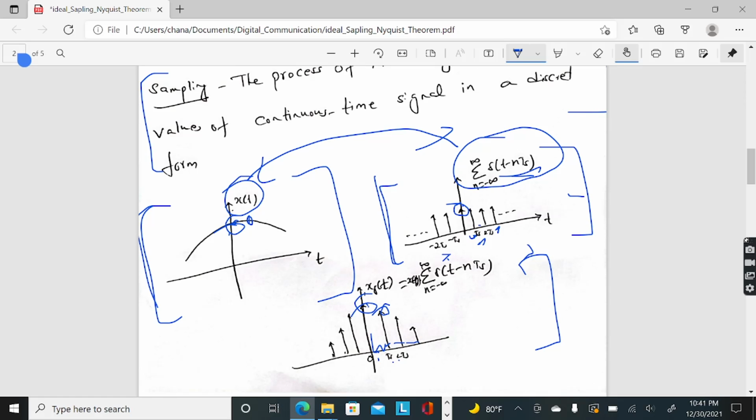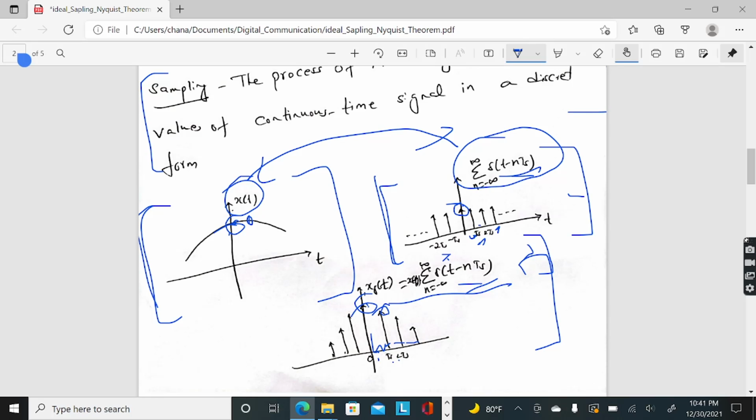So the output of my sampler can be mathematically represented as x del of t equal to x of t multiplied by an impulse stream, which is x of t into summation n from minus infinity to infinity del of t minus nts. This is the mathematical representation of the output of a sampler, or ideal sampling.